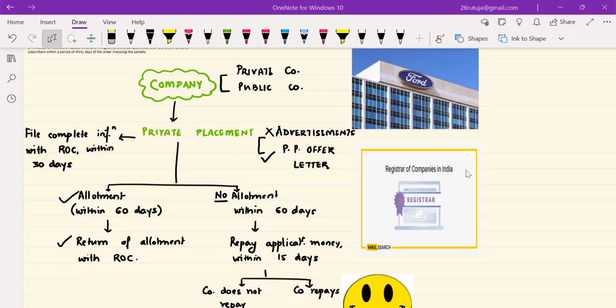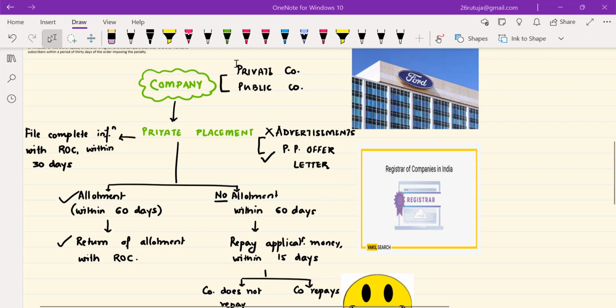Hello everyone and welcome back to Commerce Way. आज के वीडियो में हम लोग देखेंगे what is meant by private placement. So basically this concept is defined under section 42 of Companies Act 2013.